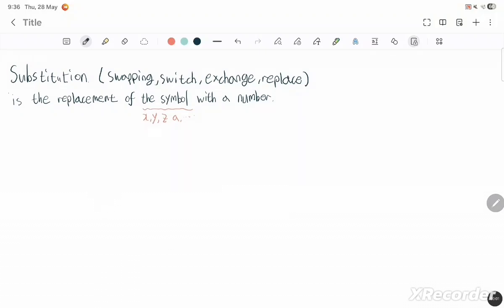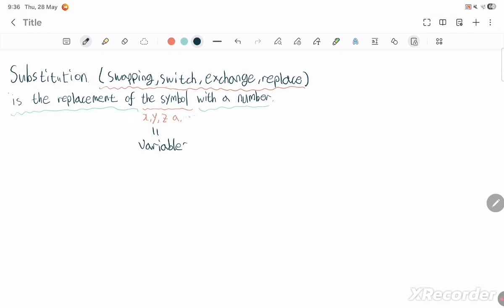Okay, so let's take a look at substitution this time. I wrote down a definition and also some synonyms that you might find useful to understand the concept of substitution. The definition is that substitution is the replacement of the symbol with a number. By the symbol, I mean like variables.